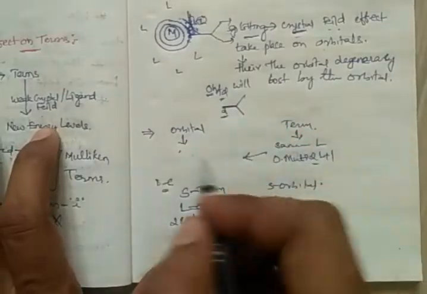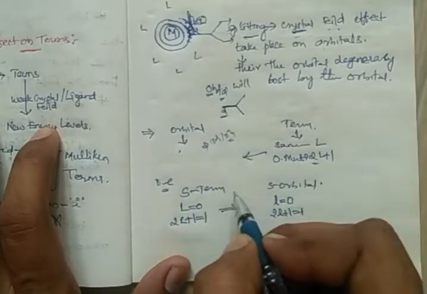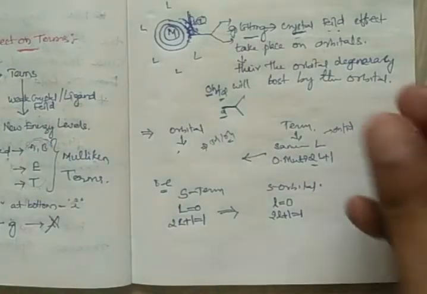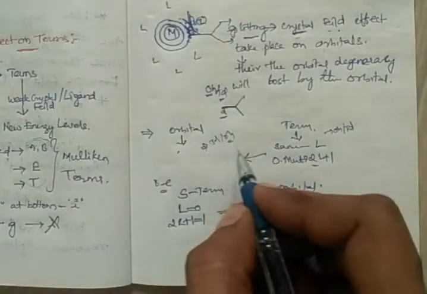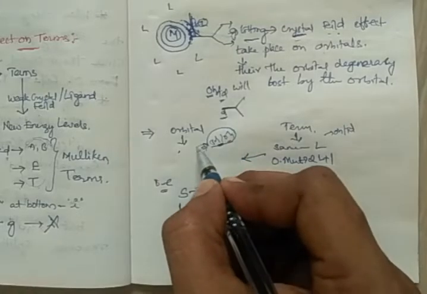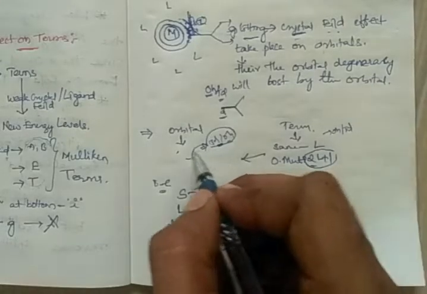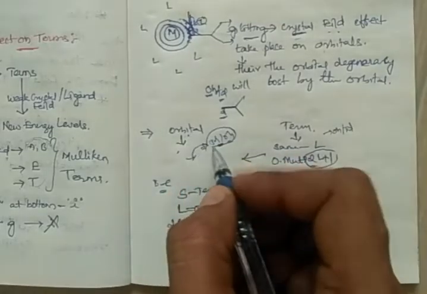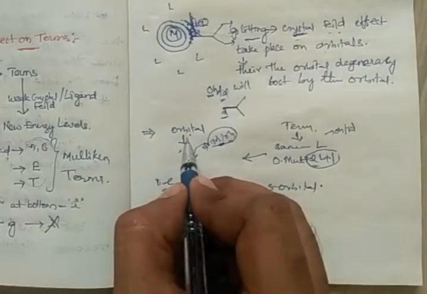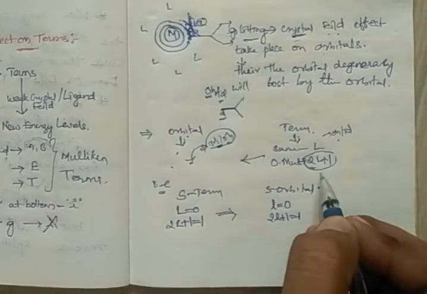The affecting crystal field is also the same, tetrahedral or octahedral, and terms also get influenced by them. The affecting factor is the same, and where it is affecting is also the same. The crystal field affects the orbital multiplicity of terms, just as when it affects orbitals, it affects the orbital multiplicity. So at the orbital level the crystal field affects orbital multiplicity, and at the term level the crystal field also affects orbital multiplicity.